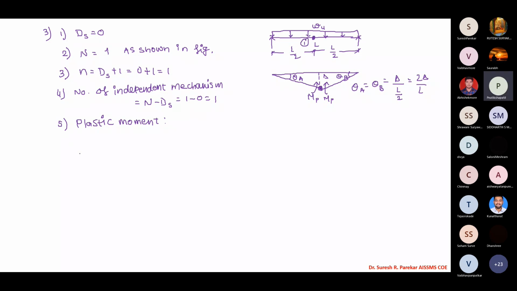Half into delta into L. Half into delta into length. Area we are going to consider.